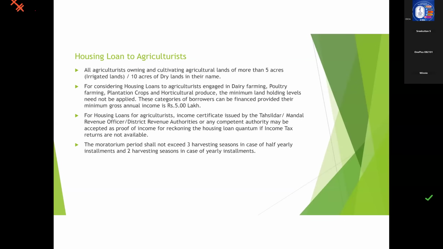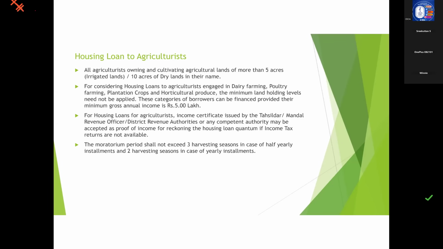Okay. Now, who is entitled to give the income certificate? Income certificate is to be issued by Tahsildar or Mandal Revenue Officer or District Revenue Authorities or any competent authority that may be accepted as proof of income for housing loan quantum if income tax returns are not available. You can always ask for income tax returns, but the condition there is that the income tax returns should have shown the agri income. If agri income tax returns are not there, you can always ask for income certificate, which is issued by Tahsildar or Mandal Revenue Officer. Okay.